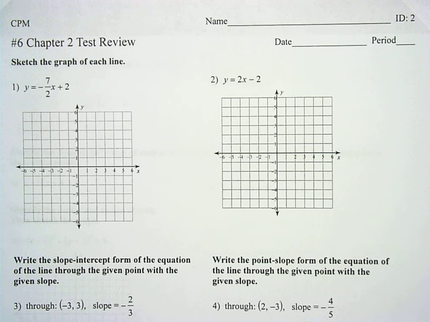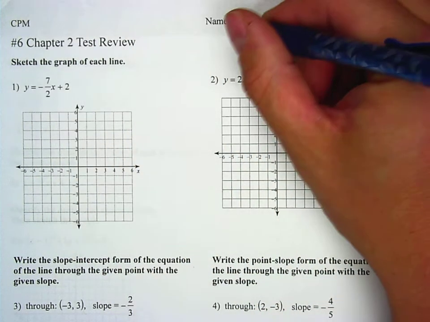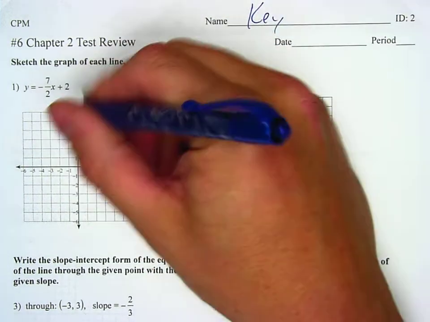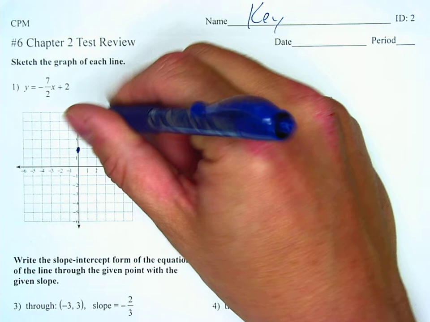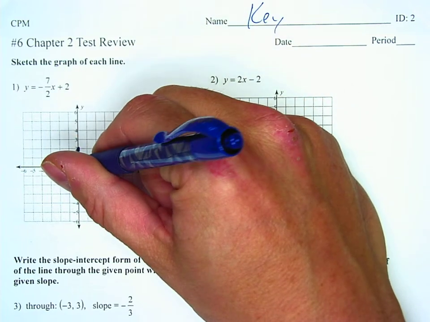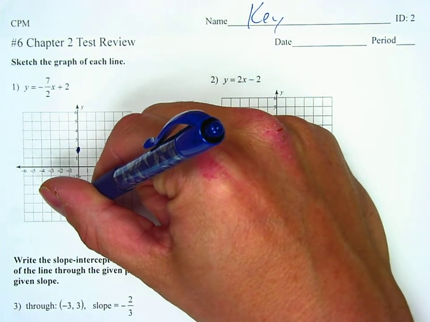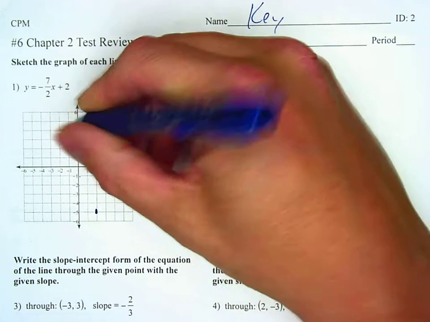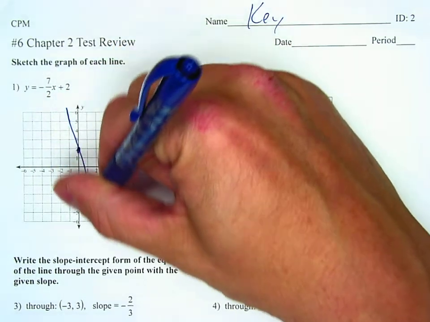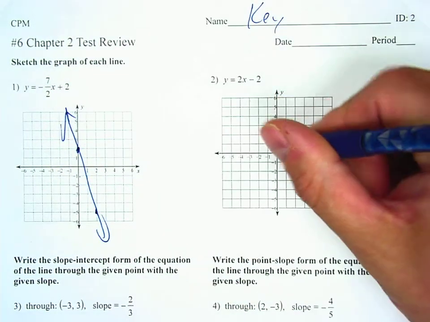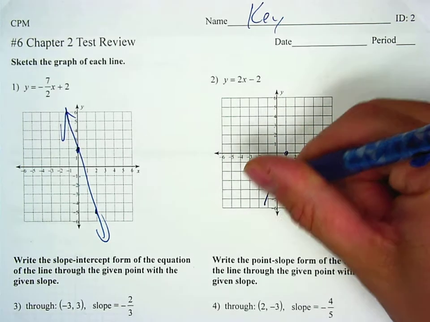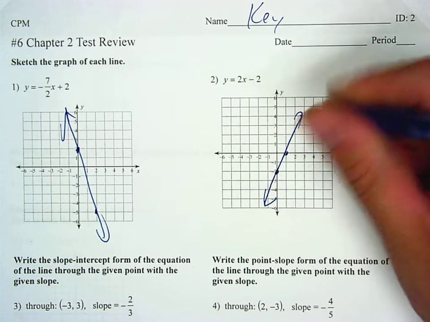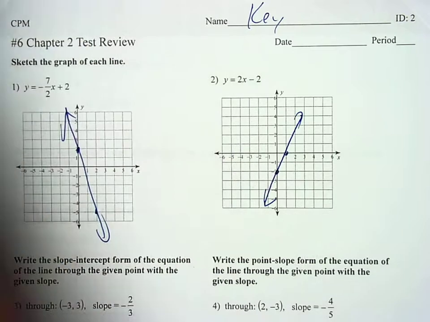All right, let's discuss our test for this Friday as usual. Chapter 2 test review. Question 1, graph a line. So we're going to start at 2, and we're going to go down 7 over 2, just as we've always done with graphing lines. Question 2 starts at -2 and goes up 2 over 1. There we go. Question 3.